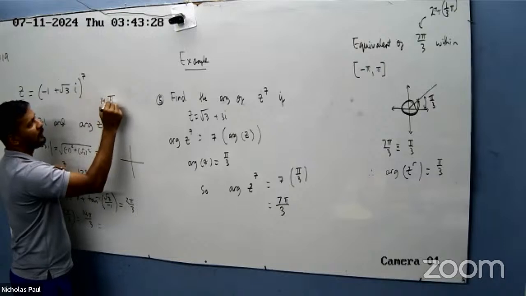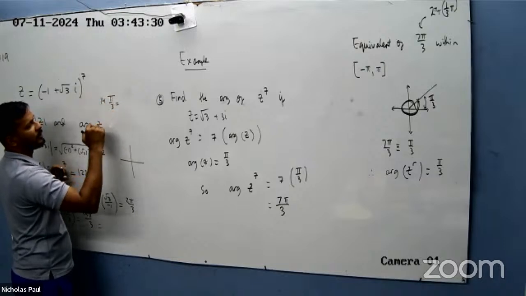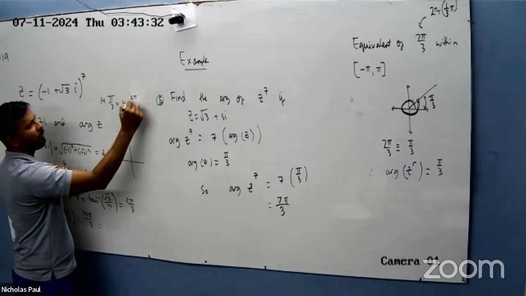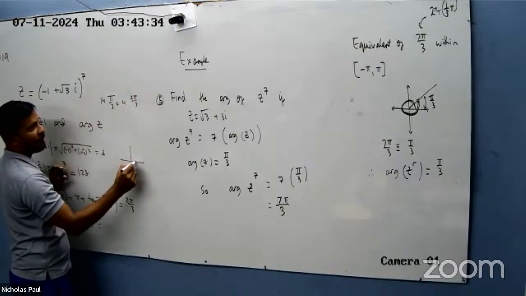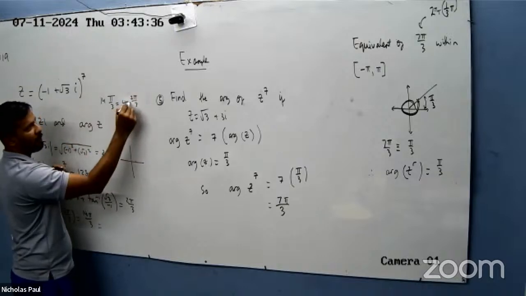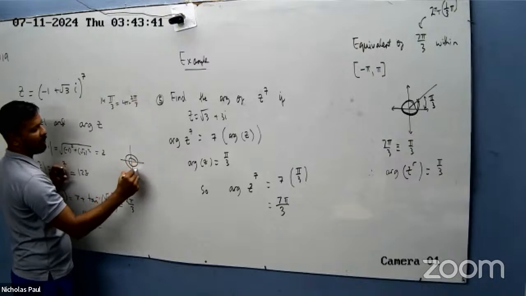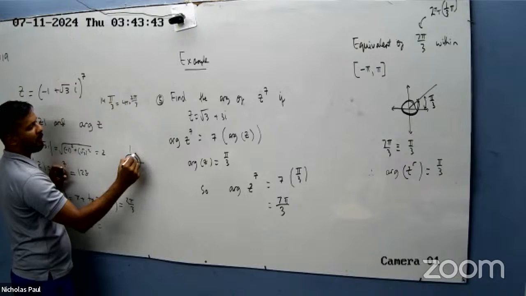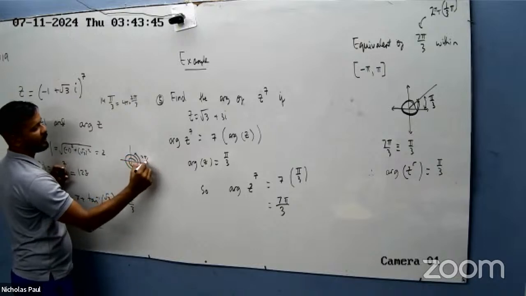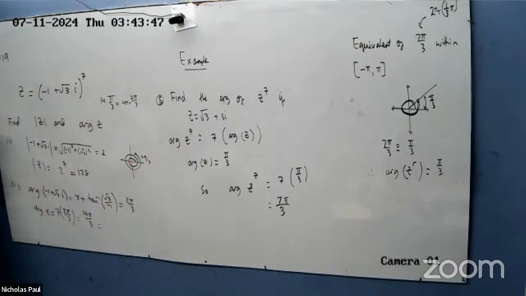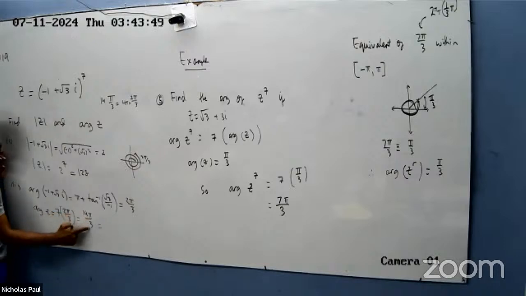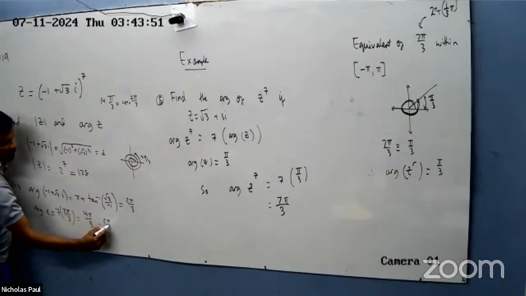Remember, 14 pi on 3 is about 4 and 2/3 pi. So that's 4 pi plus this, right? 1 pi, 2 pi, 3 pi, 4 pi, 2/3 pi. So that's 2 pi on 3. So 14 pi on 3 is equivalent to 2 pi on 3.